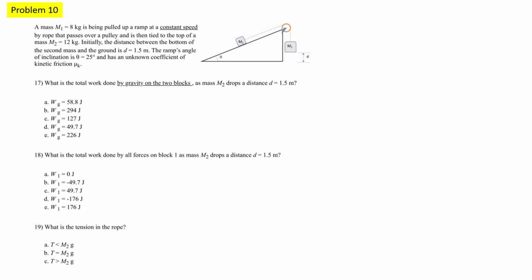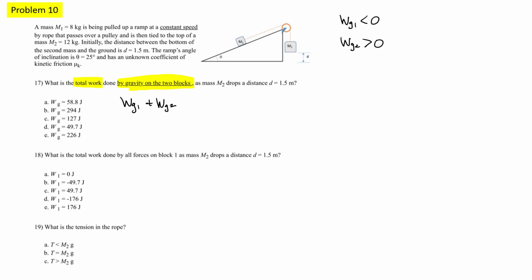First question says, what is the total work done by gravity on both blocks when this guy drops a distance d? Okay, so this is what they're asking for. You just write it down and say the work done by gravity on block number 1 plus the work done by gravity on block number 2. Notice that the work done by gravity on block number 1 is going to be less than 0, and the work done by gravity on block number 2 is going to be bigger than 0. How do I know that?